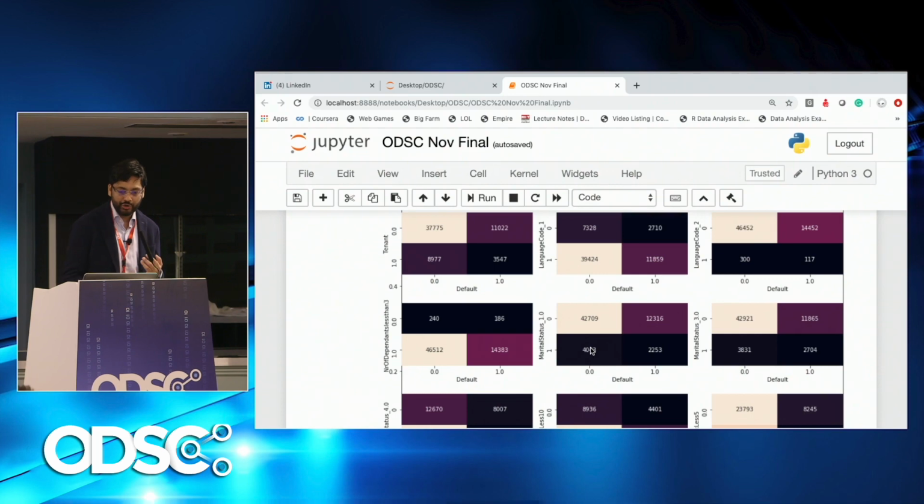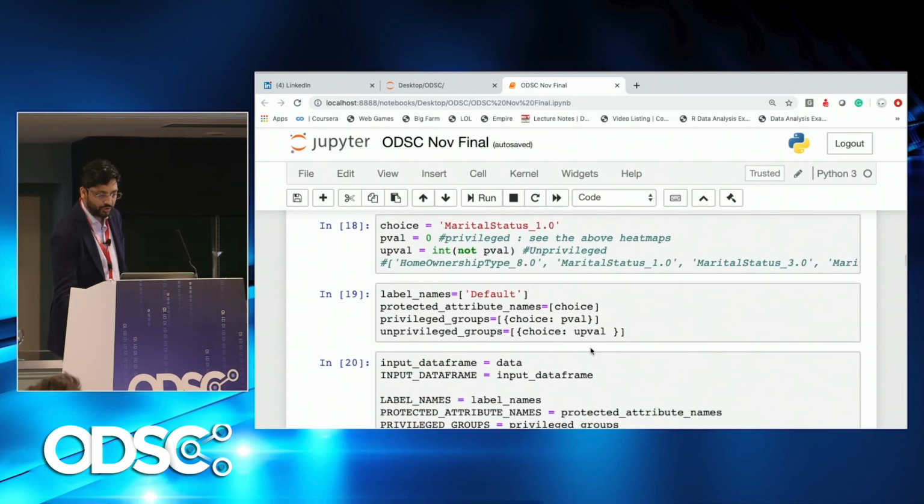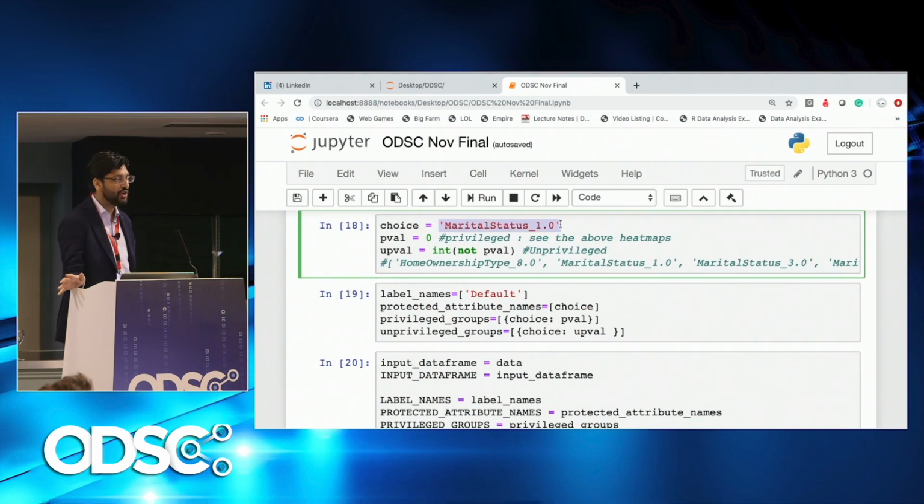So we understand 0 and 0 are my favorable and privileged class. 1 and 1 are my unfavorable and unprivileged class. So using that, we will go further. I've chosen this. If you see your notebook, this line is blank. You can put any feature or variable which you want. I have selected something called marital status 1.0, which shows whether a person is married or not. The privileged value we just saw is 0, and unprivileged is the opposite of 0, which is 1. So I'm using these three things as my input to go forward, right?